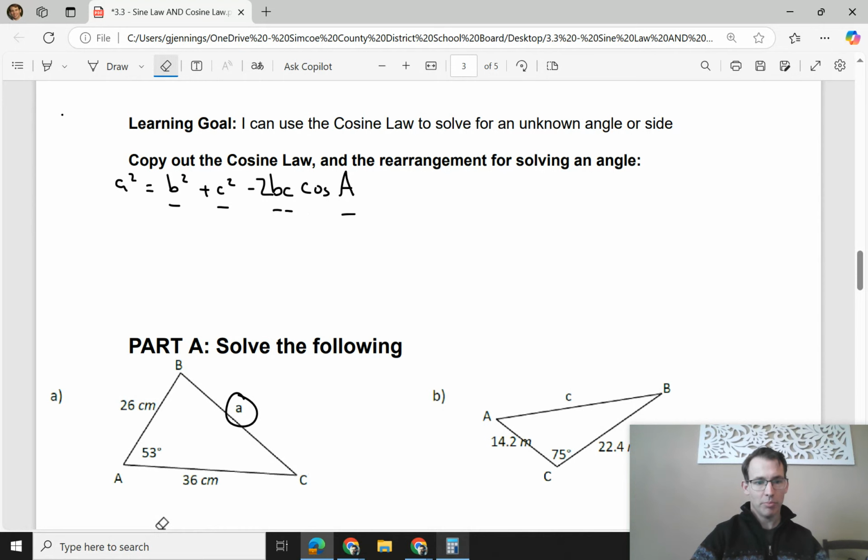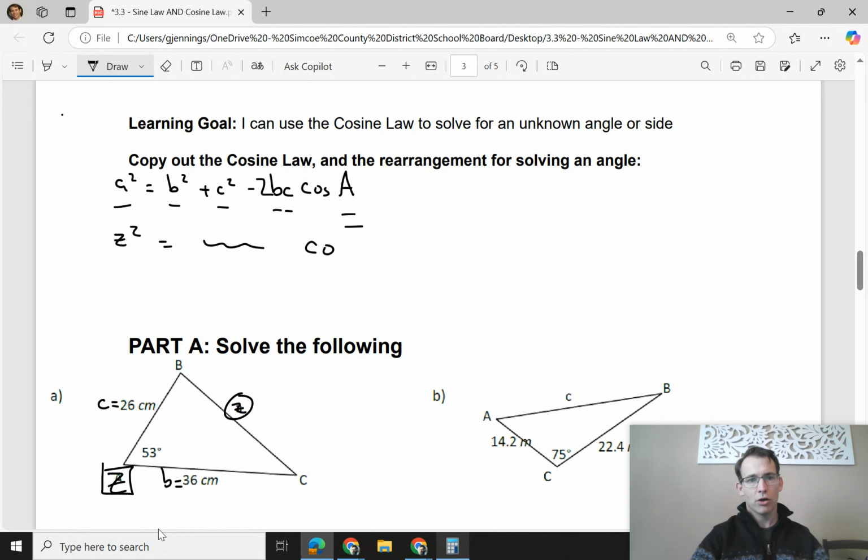And that situation comes up quite a bit, so very useful. So this is little c, c equals, and b equals, okay? The thing that you want to make sure is that you have A and A set up here and here. If this happened to be Z and little z, then you would have Z squared equals blah, blah, blah cos Z. Don't be too fussed about the letters. Letters are totally arbitrary. So that's one of the rearrangements of cosine law. We will use this to solve for sides.